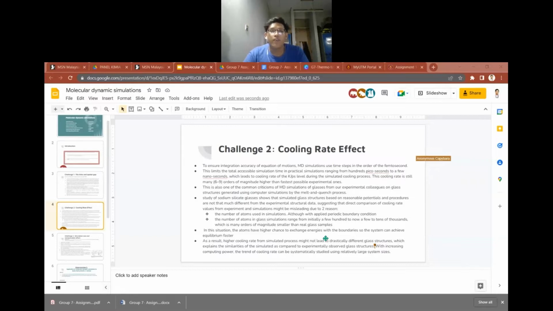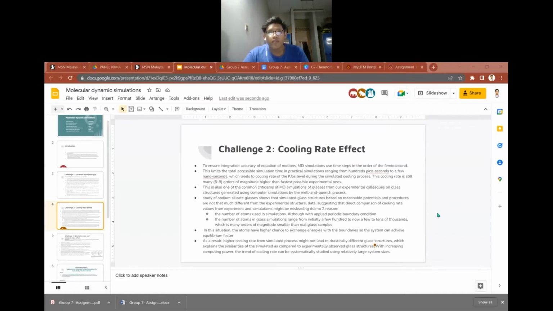The first one is the number of atoms used in simulations, although with applied periodic boundary conditions. Secondly, the number of atoms in glass simulations ranges from initially a few hundred to now a few tens of thousands, which is many orders of magnitude smaller than real glass samples. In this situation, the atoms have a higher chance to exchange energies with the boundaries, so the system can achieve equilibrium faster. As a result, a higher cooling rate in the simulated process might not lead to drastically different glass structures, which explains the similarities of the simulated glass structures compared to experimentally observed ones, with increasing computing power.